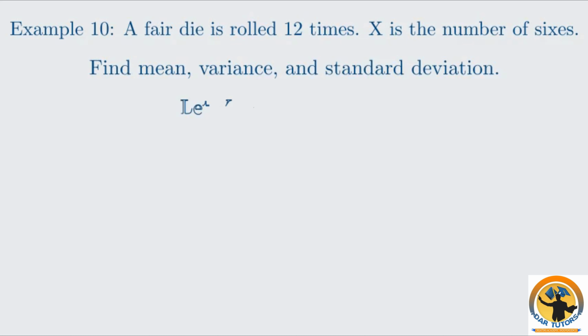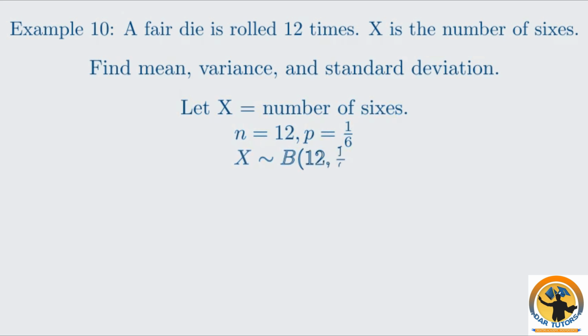Again, we start by identifying the parameters. The number of trials, n, is 12. The probability of success, which is rolling a 6 with a fair die, is 1/6. So, X is distributed as B(12, 1/6).